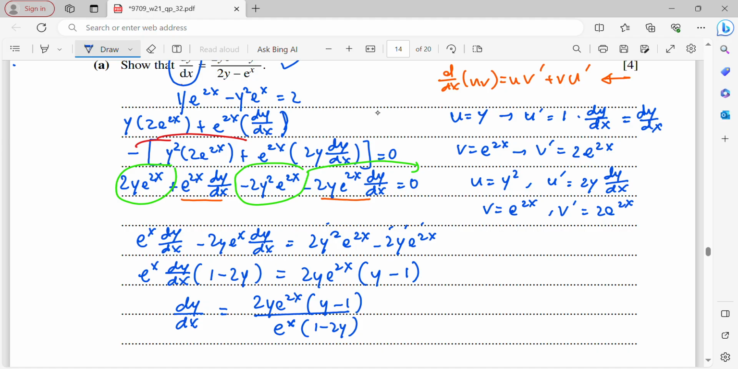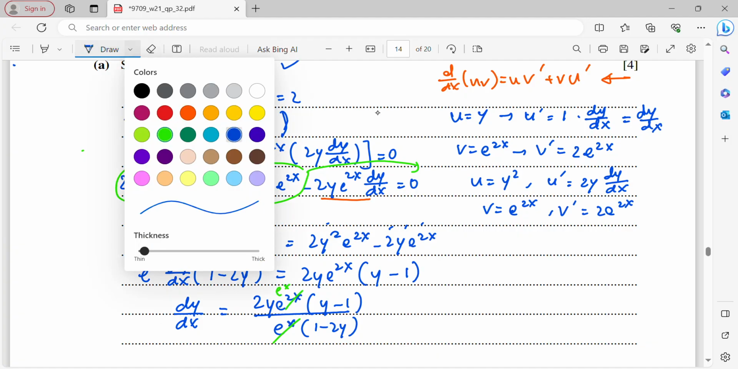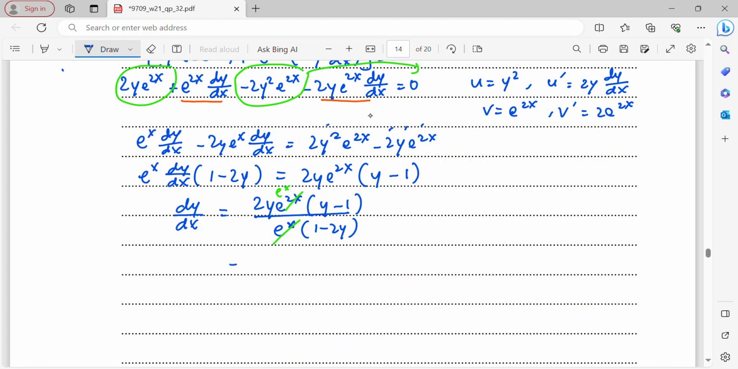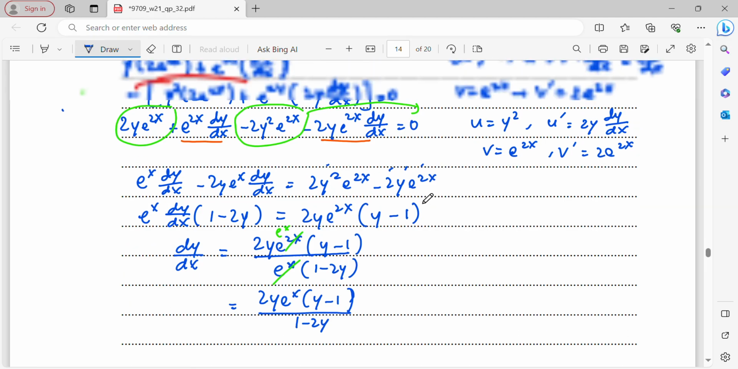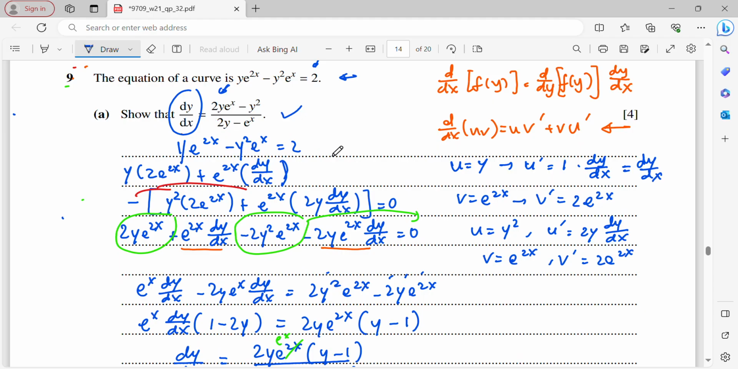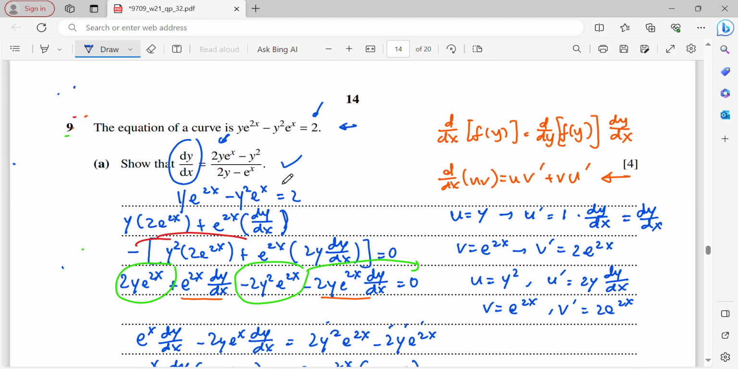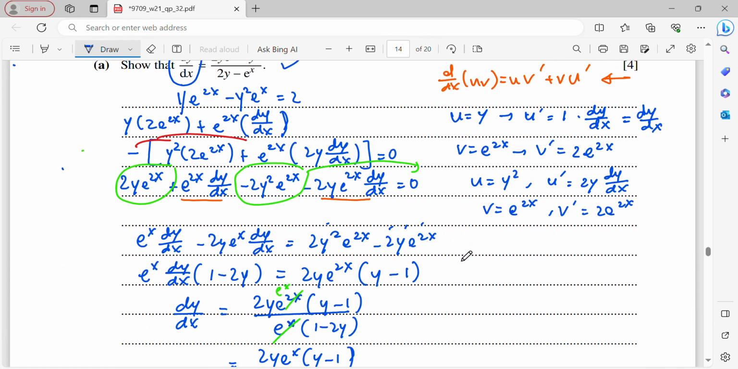So e^2x over e^x is basically e^x. So this can be simplified. This is e^x. Alright, so I will get equals 2y e^x (y minus 1) over 1 minus 2y. Now, we need to get the same form. Okay, so let me check. You need to get 2y e^x minus y squared. Okay, so let me check what went wrong for the working.